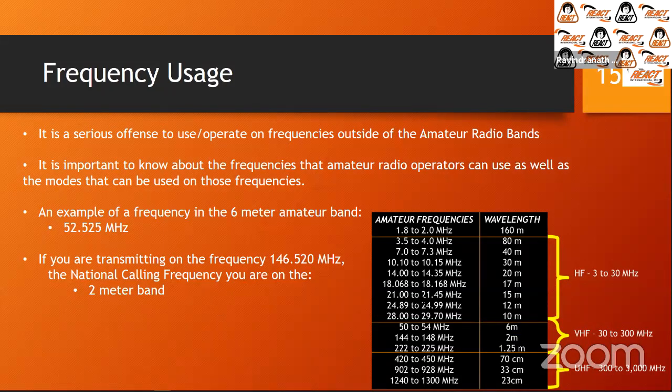So hams love to talk about these frequencies as the 2-meter band, 6-meter band, 10-meter band, and so on. The national calling frequency of 146.520 is in the 2-meter band. So get familiar with this chart so that you have a little reference point. These are the questions in the question pool, but it's good to have a good idea of where things are in reference to each other.